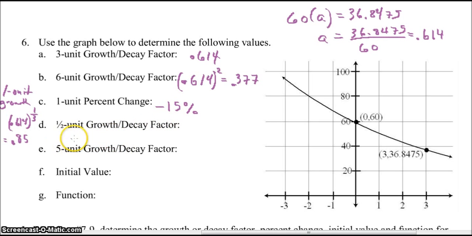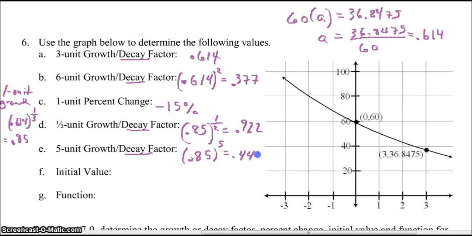Now the 1/2 unit growth, or actually, yeah, these are all decay factors because we're decreasing here. We simply take the 1-unit growth factor, 0.85, and take its square root. Which is 0.922. Then the 5-unit decay factor, we just take our 1-unit decay factor and we raise it to the 5th. Which is 0.444.